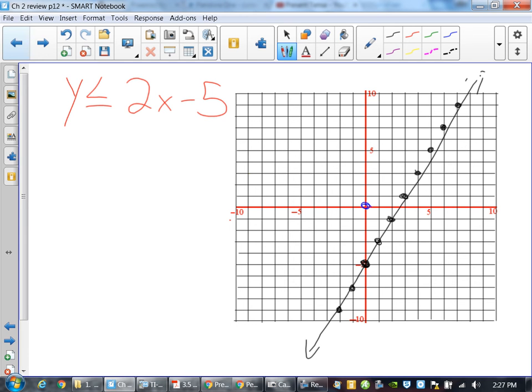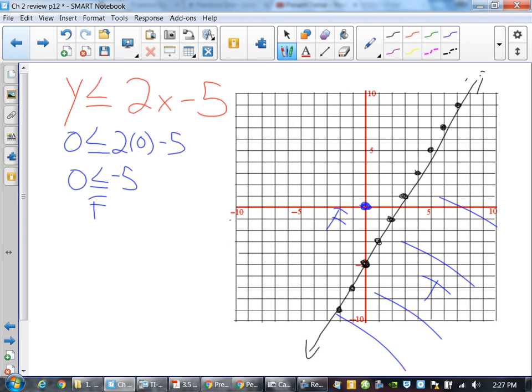What happens here at 0, 0? Is 0 smaller than 2 times 0 minus 5? Is 0 smaller than negative 5? True or false? False. So this side is false, which means this side has to be true. And you shade towards the truth. And that's how you shade these types of things for me.